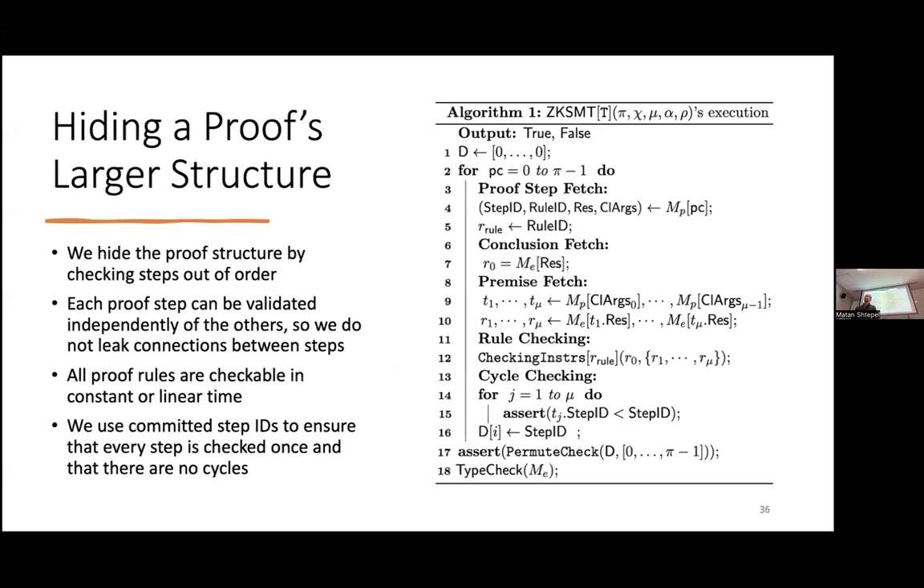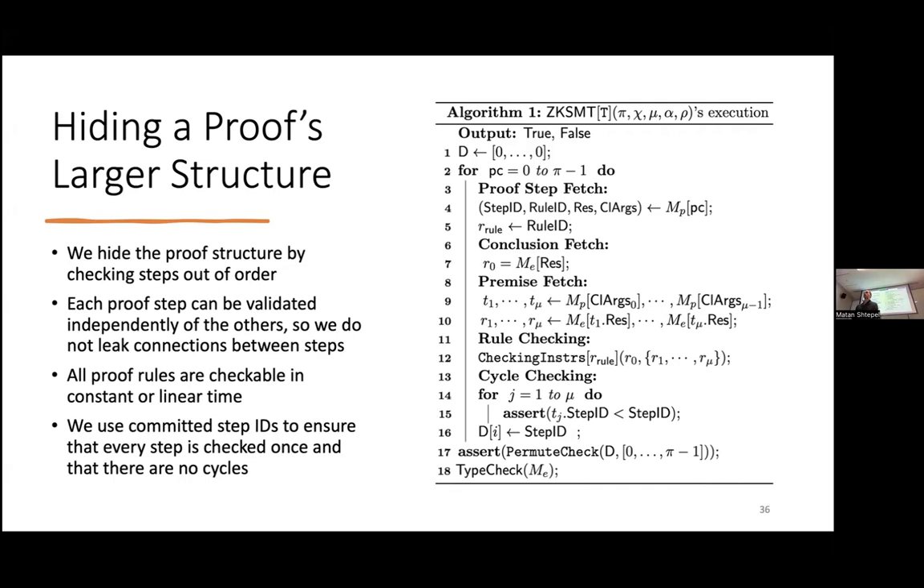Now we've discussed our techniques for dealing with individual proof rules. Let's talk about our techniques for hiding the larger structure of a proof. Our main technique for hiding the structure of a proof is that we check proof steps out of order relative to what their real underlying logical order is. What the verifier covers over the course of iterating over the step table is shuffled relative to what the real logical order of those steps is. We can do that because we set up our calculus of proof rules so that every proof step can be validated in isolation, independent of the others, without leaking connections to those other steps.